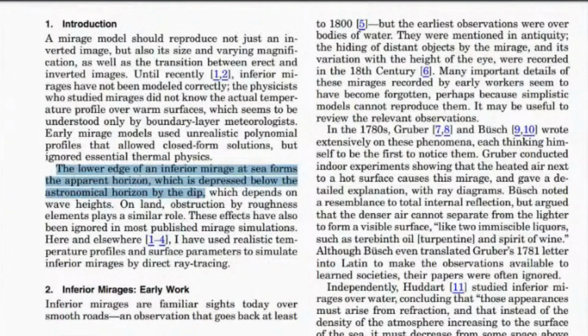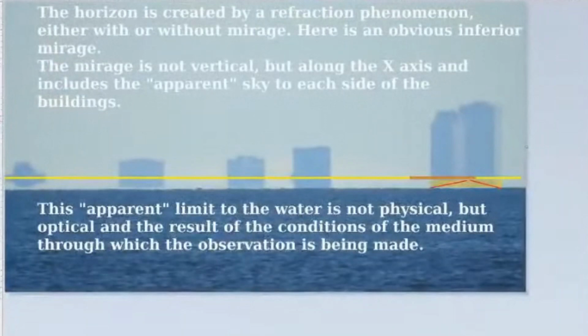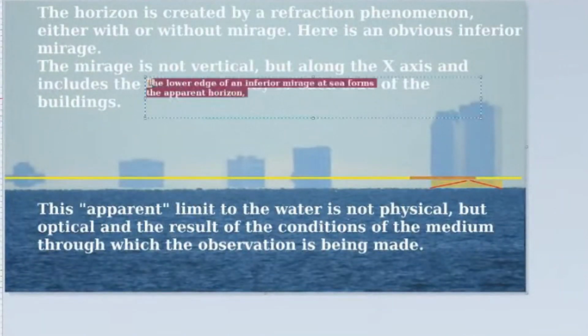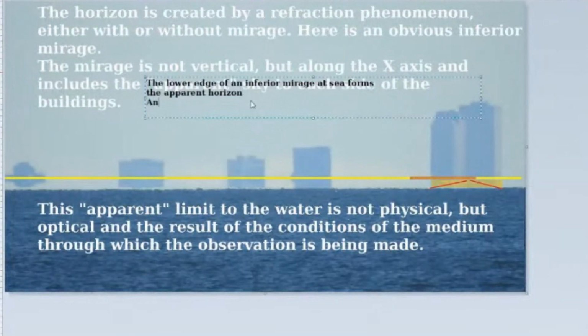Okay? The lower edge of an inferior mirage at sea forms the apparent horizon. He says this without any qualification, folks. He says this without any qualification. All right? This is Andrew Thomas Young right here.